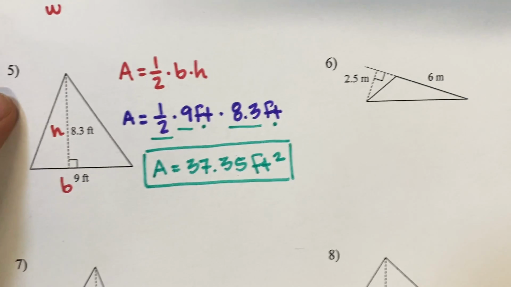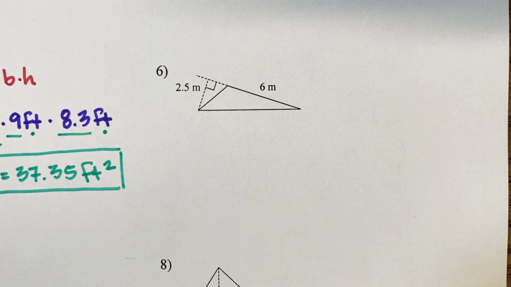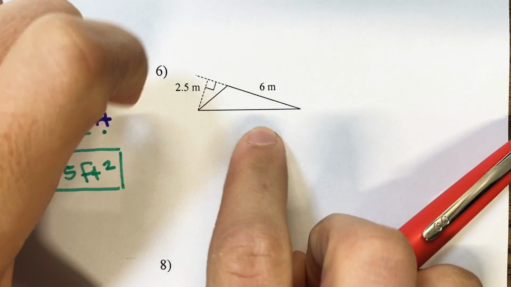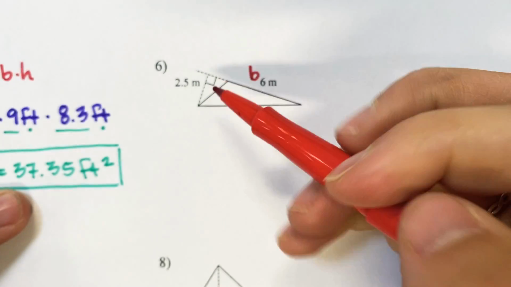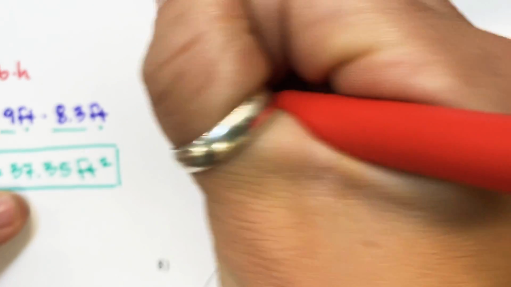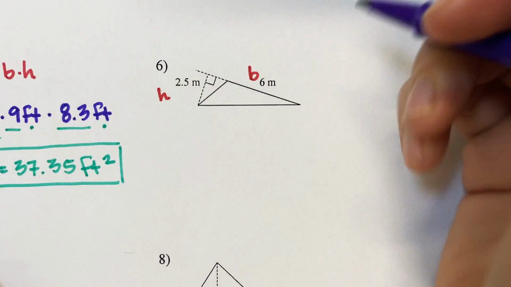Okay, let's look at number 6. This one's kind of different because we don't have a measurement for the bottom of our triangle. So which do you think is the base and which do you think is the height? Well, just imagine that we would flip this triangle on its side. This 6 would become my base. And then how tall it is from that base up to the very top is my height. So I have 6 meters for my base, 2.5 meters for my height.